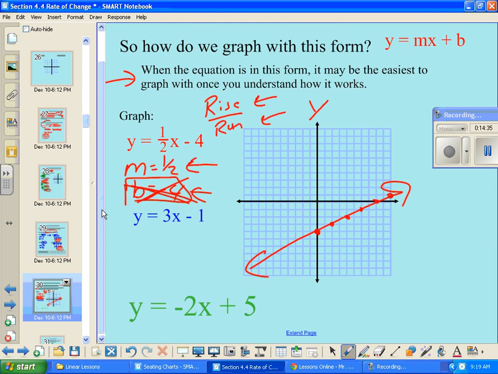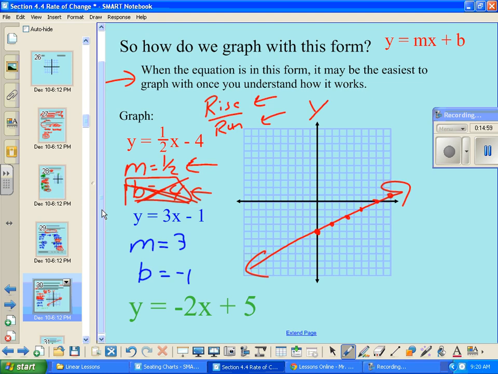The blue one, y equals 3x minus 1. Again, this equation's in slope-intercept form, which is nice. Y equals, and everything else is on the other side of the equation. So I don't need to move anything at all. All I need to do first is pick out the slope and the y-intercept. The slope is going to be 3. The y-intercept in this case is going to be negative 1. Remember, a subtraction sign in front means that's a negative, so negative 1.